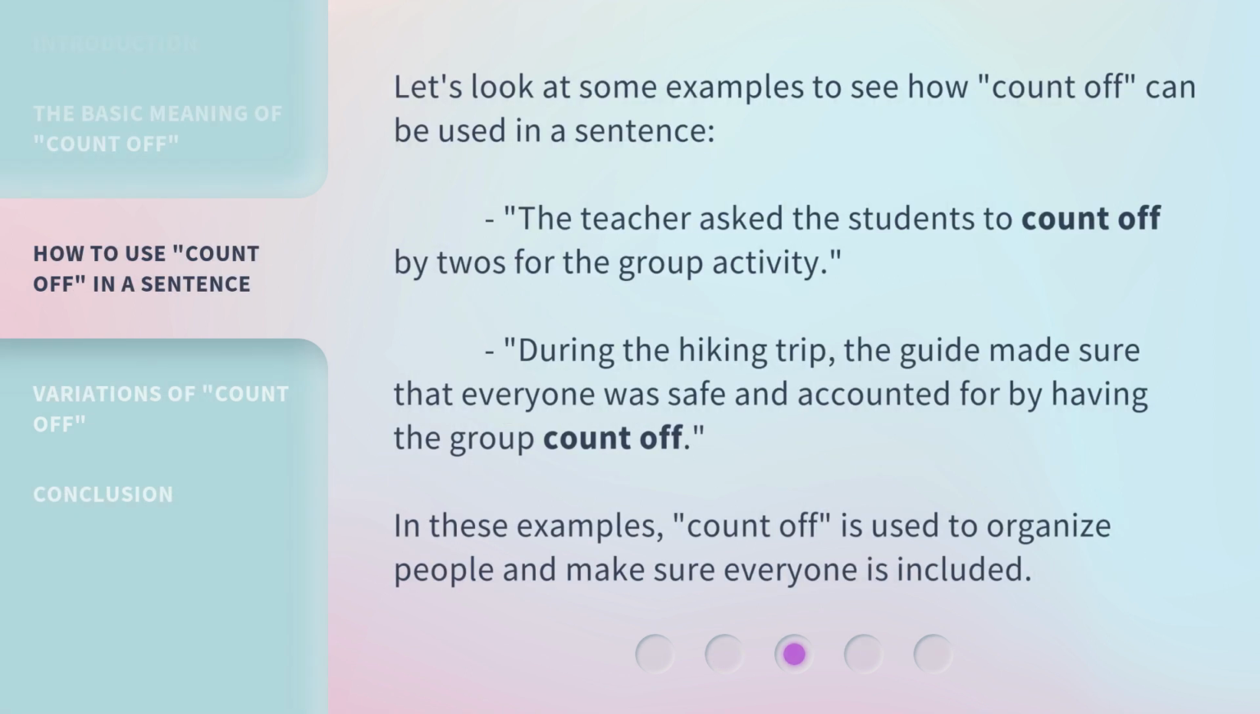Let's look at some examples to see how count off can be used in a sentence. The teacher asked the students to count off by twos for the group activity. During the hiking trip, the guide made sure that everyone was safe and accounted for by having the group count off. In these examples, count off is used to organize people and make sure everyone is included.